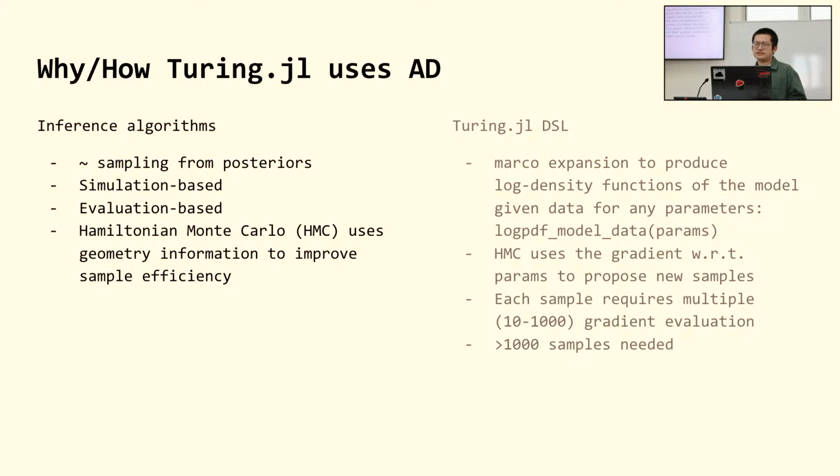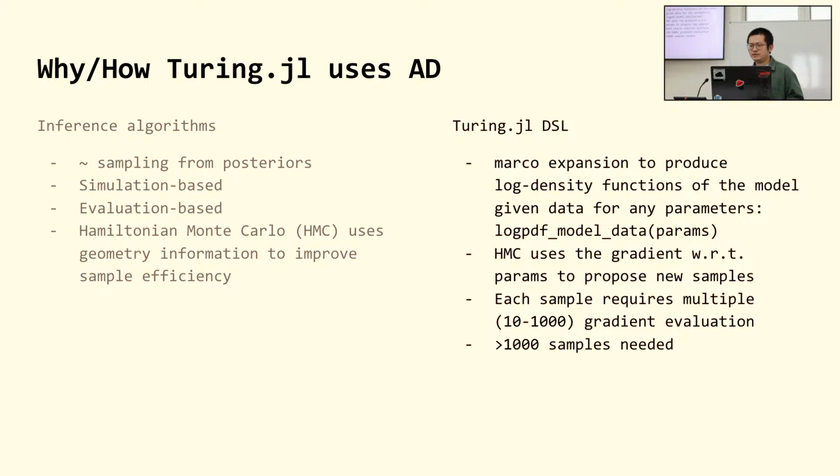There are a lot of Bayesian inference algorithms. Some are simulation-based, where you run the program multiple times and get a sense of what the posterior looks like. But there are also evaluation-based ones, where you assess the potential parameter at different locations and use that to get a sense of what the posterior looks like. The most widely used algorithm is evaluation-based, called Hamiltonian Monte Carlo. Basically, the idea is that if you can use the underlying geometry to do the sampling, you can sample more efficiently.